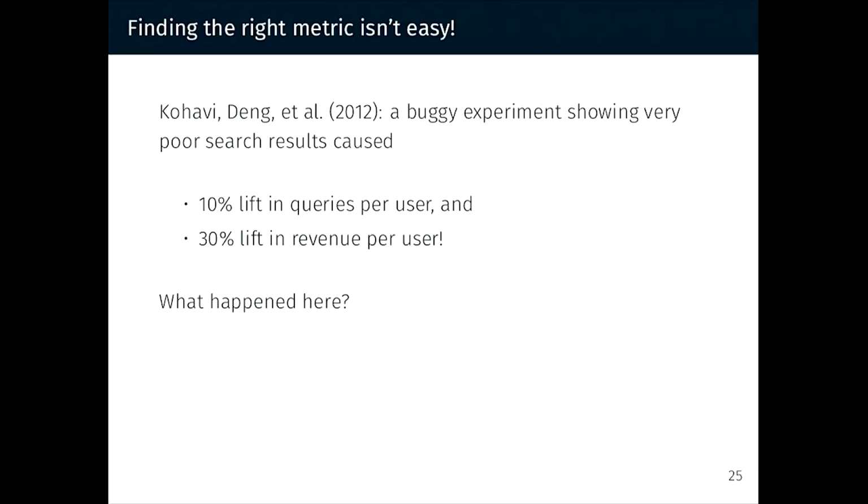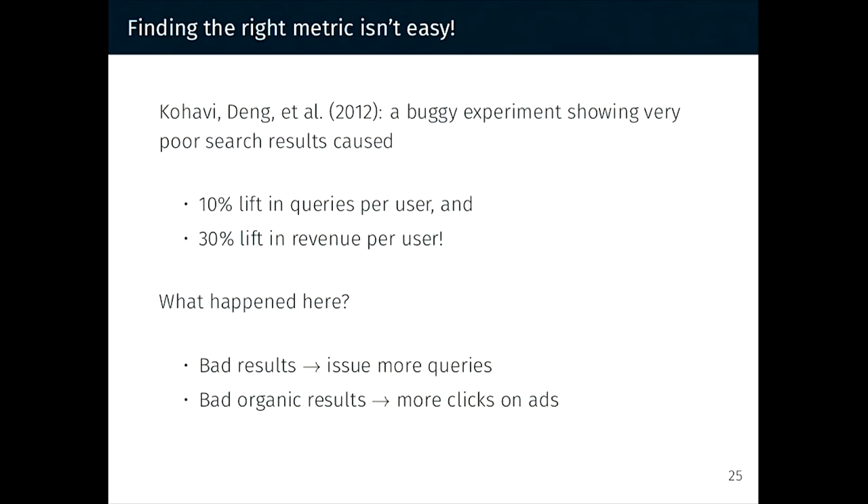And so these authors from Microsoft report this experiment. There was a bug in the experiment, and so it showed very, very poor search results. And yet they saw a 10% lift in queries per user, one of their key metrics, and they saw a 30% lift in revenue. And this is an amazing, huge change. And they went and checked it. Usually when you see these kinds of things, you think, oh, it's an error in the tracking or in the analysis or something. But they double and triple checked it. It was a real effect. So what's going on here? How do these bad results have this amazing effect?